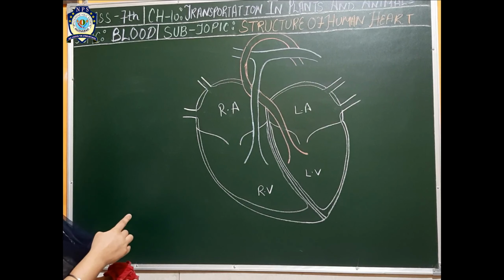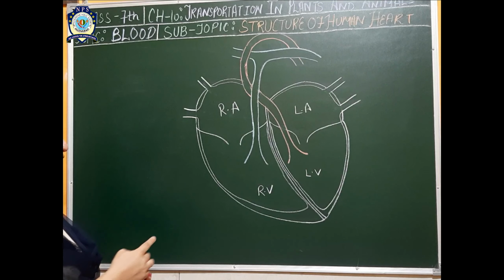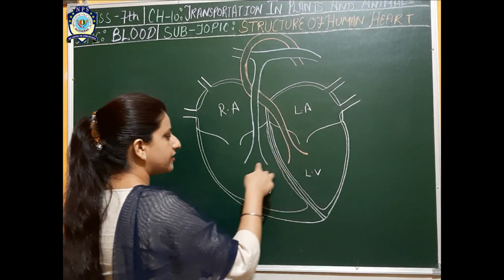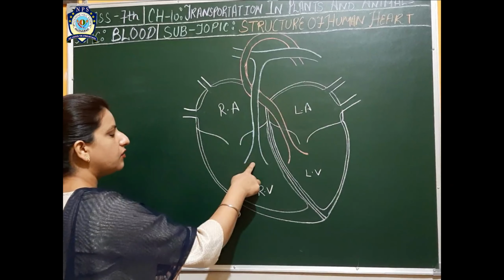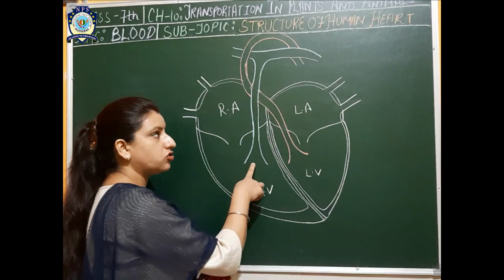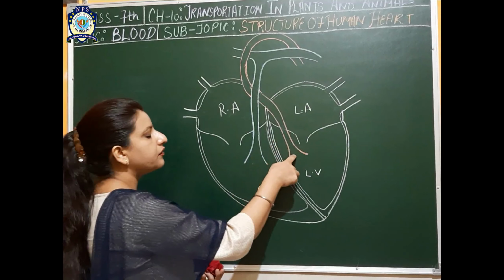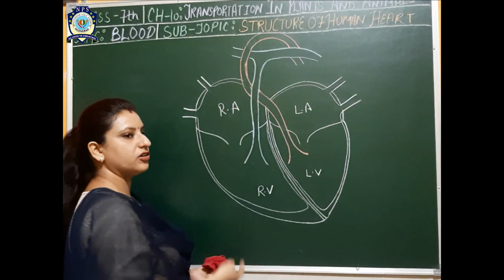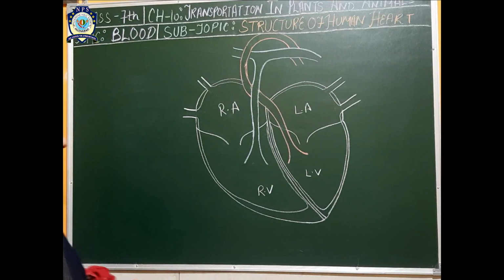So like this, you can make two separate vessels. These are the thick vessels. One will carry deoxygenated blood to the lungs, and one will carry oxygenated blood to all parts of the body. Now we will label the whole diagram.